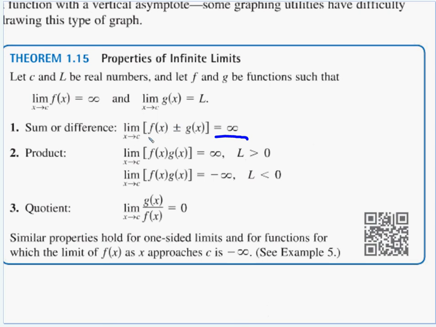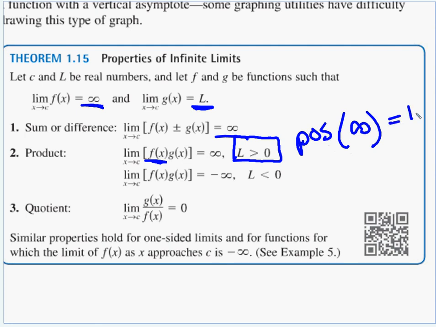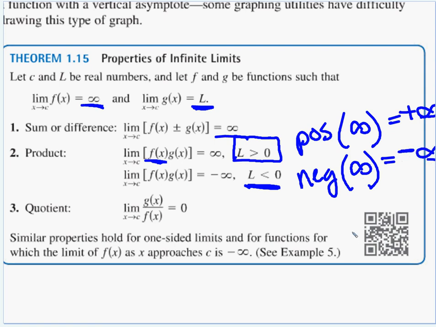The next one deals with multiplication. Remember, L is a number. If L is positive, a positive number times infinity, remember f of x is equal to infinity, so this just says if you have a positive number times infinity, it's equal to positive infinity. And if L is negative, you have a negative number times infinity. Well, negative times positive is negative, so that changes it to negative infinity. Those properties of multiplication by positives and negatives are not hurt by infinite limits.